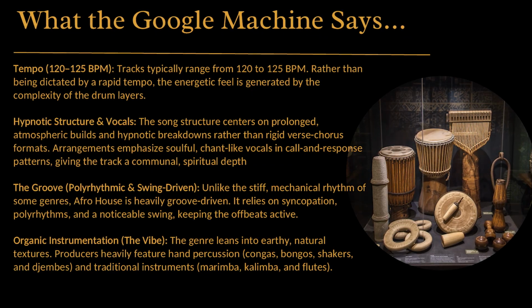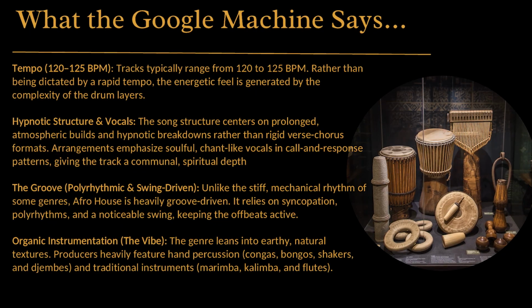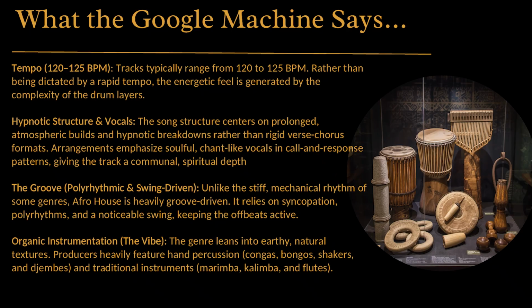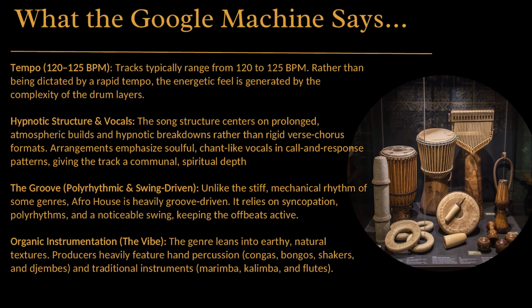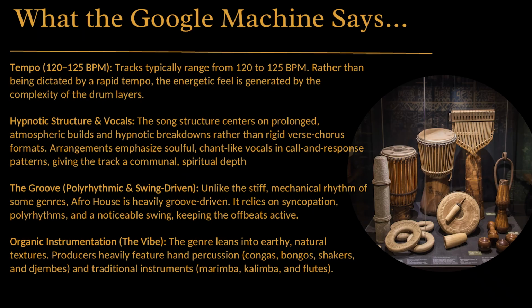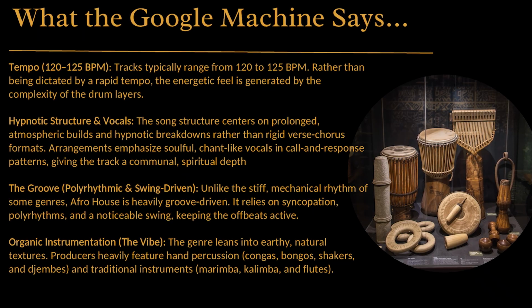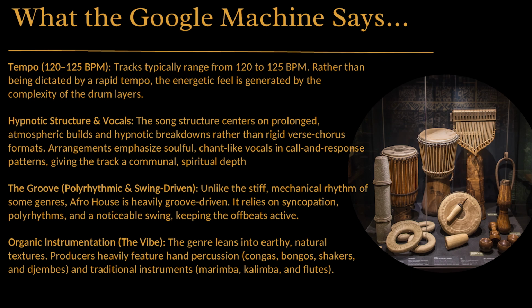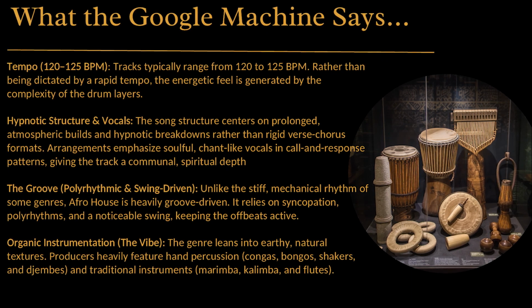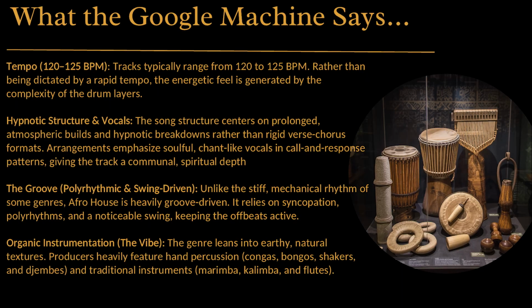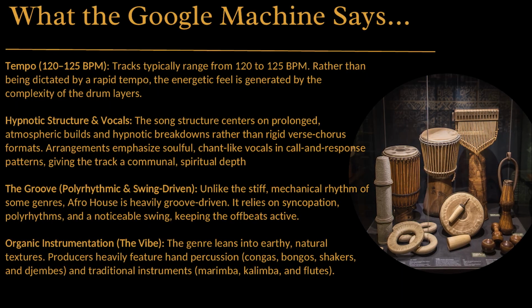The groove: unlike the stiff, mechanical rhythm of some genres, Afro House is heavily groove-driven. It relies on syncopation, polyrhythms, and noticeable swing, keeping the offbeats active. Organic instrumentation is found in this genre and leans towards an earthy, natural texture. Producers heavily feature hand percussion instruments and traditional instruments as well.